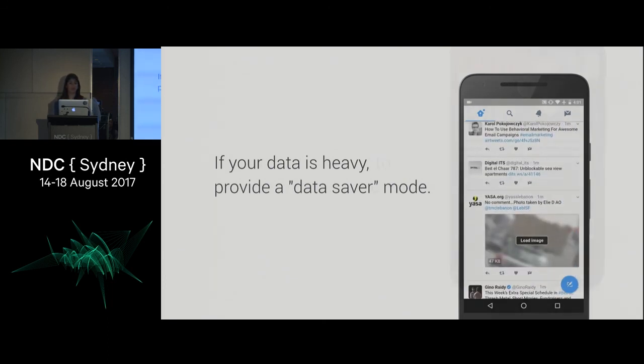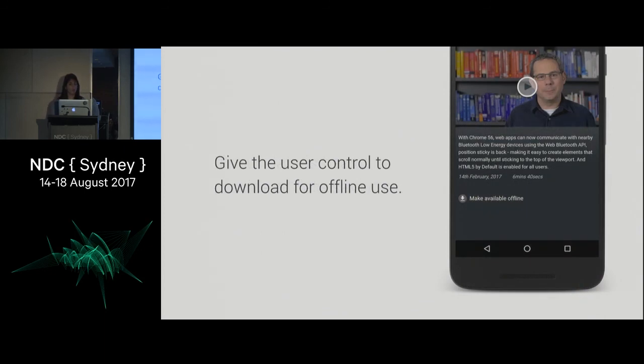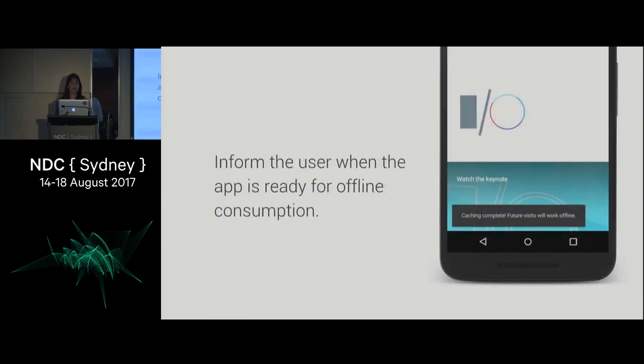We could also give the user control to download something for offline use. And this makes sense for videos, for example. Because videos are heavy, you could download them and see them later on in the offline section. So this example is Biograph PWA, where you could make any video available offline. And also inform the user when the app is ready for offline consumption.